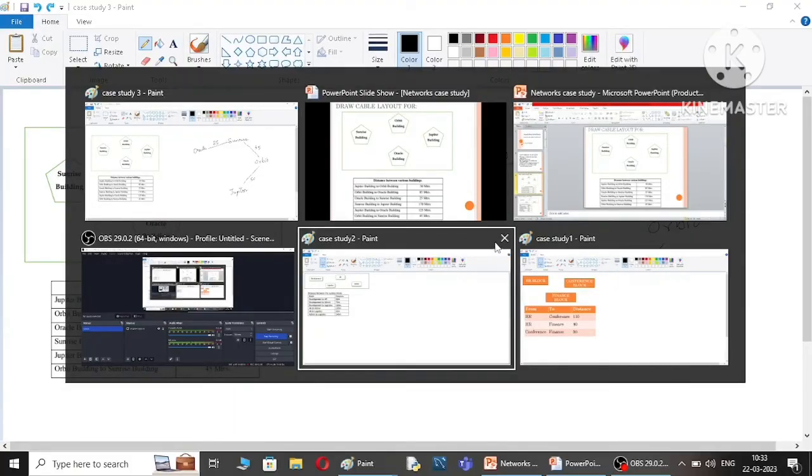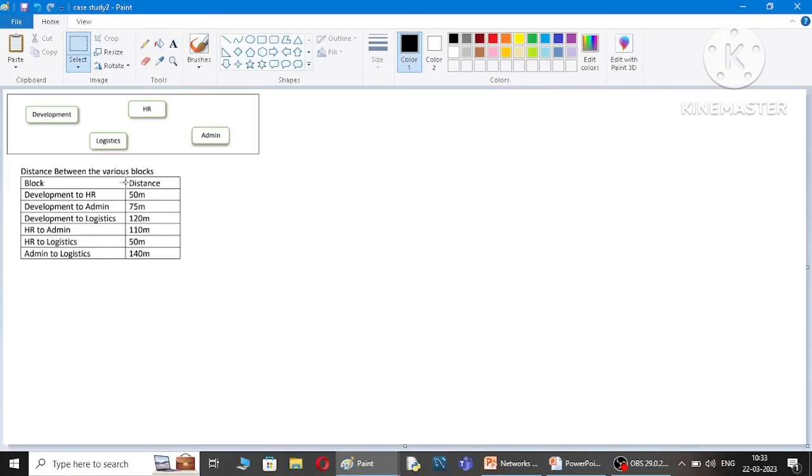The next one, I've given another example here. There are 4 buildings: development, logistics, HR and admin. And I've given the distance between these 4 blocks. So let us see which is the smallest possible distance. There are 2 small distances here, 50 meters and 50 meters. Development to HR is 50 meters. HR to logistics is 50 meters. Then development to admin is 75 meters. So you have to bring these 3 combinations into the picture.